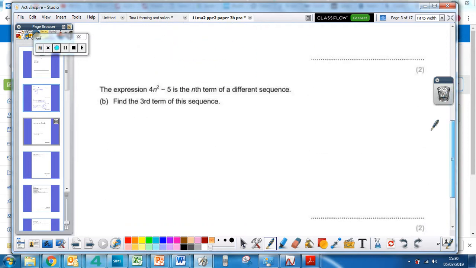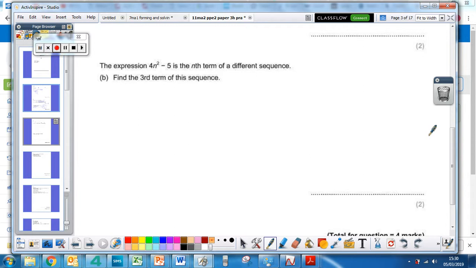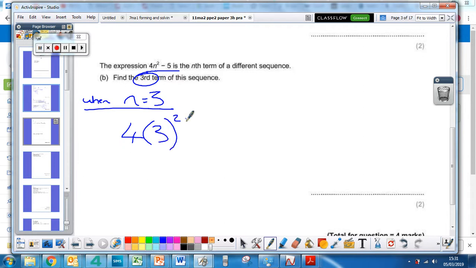Part B of the question looks at a quadratic sequence. And the quadratic sequence says the expression 4n squared minus 5 is the nth term of a different sequence. Find the third term. To find the third term, you just see what happens when n equals 3. That means you replace the n here with 3. Now you know to put this in brackets when you replace it. So it's 4 lots of 3 squared minus 5.